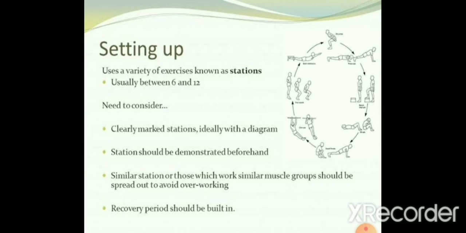Proper planning is essential for conducting circuit training smoothly. So 2 to 3 circuits of 6 to 12 exercises should be marked on paper, ideally with a diagram. Stations should be demonstrated beforehand. Similar stations, or those which work similar muscle groups, should be spread out to avoid overworking. Recovery periods should be built in.